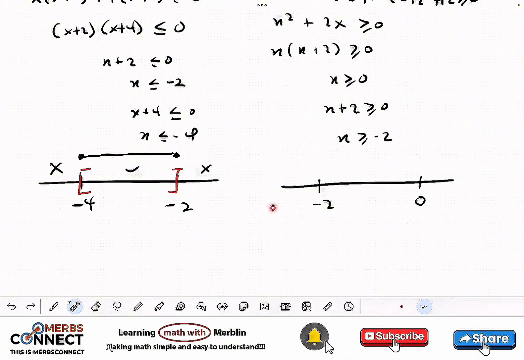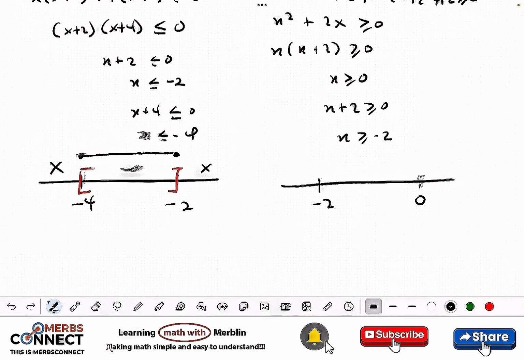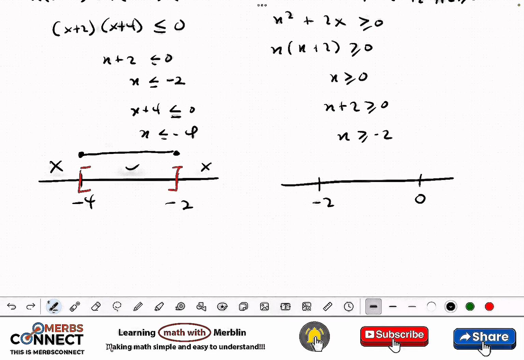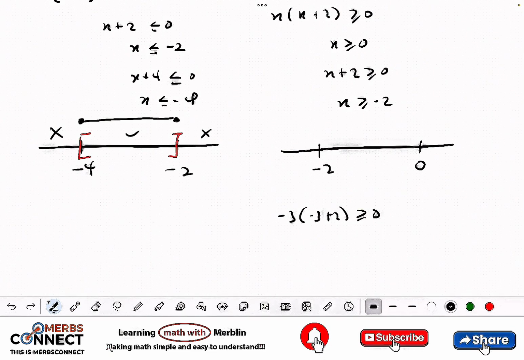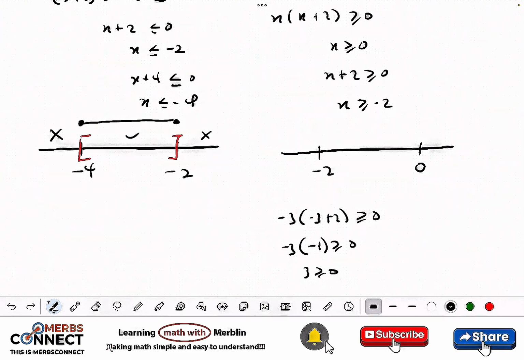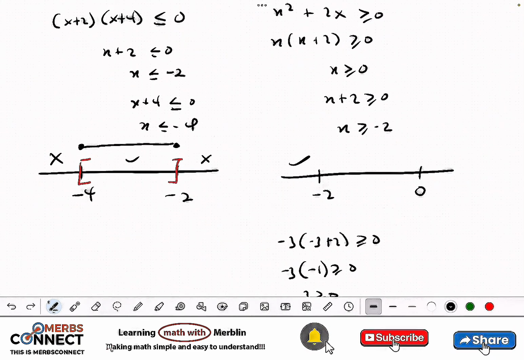So when I pick something like minus 3, let's plug in minus 3. When I plug in minus 3, I'm going to have minus 3 times minus 3 plus 2 greater than or equal to 0. So I'm plugging in minus 3 here. I'm going to have minus 3 times, this will be minus 1, greater than or equal to 0. When I multiply it, I'm going to have 3, which is greater than 0. Yes, so 3 is greater than or equal to 0, which is true.